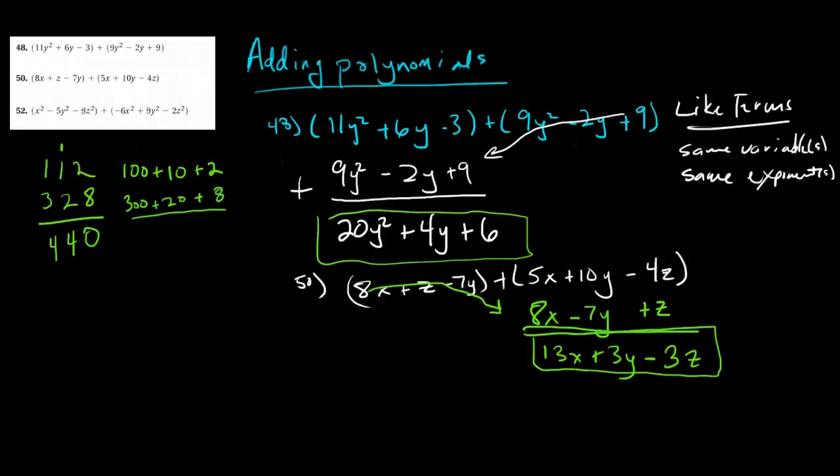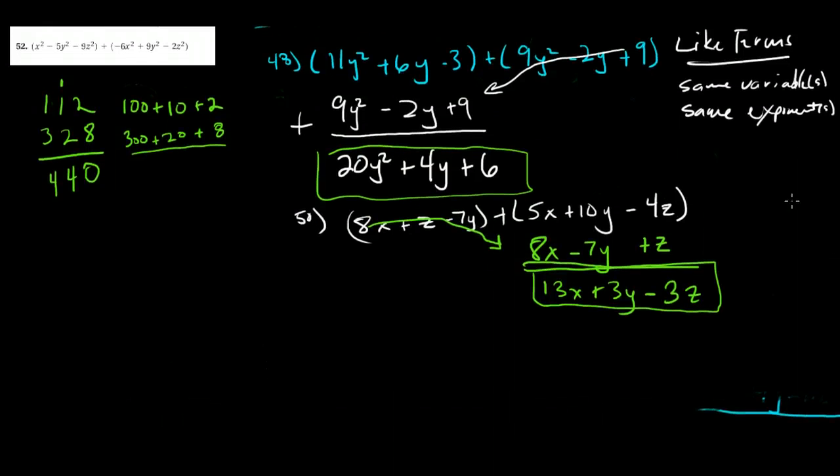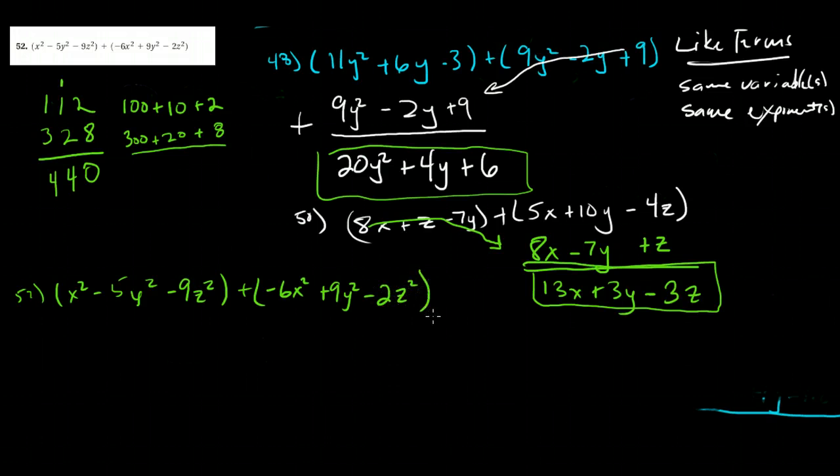The only difference between the first one and the second one was that I had to rearrange some parts. Let's take a look at number 52 and look at just a slightly different strategy. 52 says the quantity x squared minus 5y squared minus 9z squared plus the quantity negative 6x squared plus 9y squared minus 2z squared.